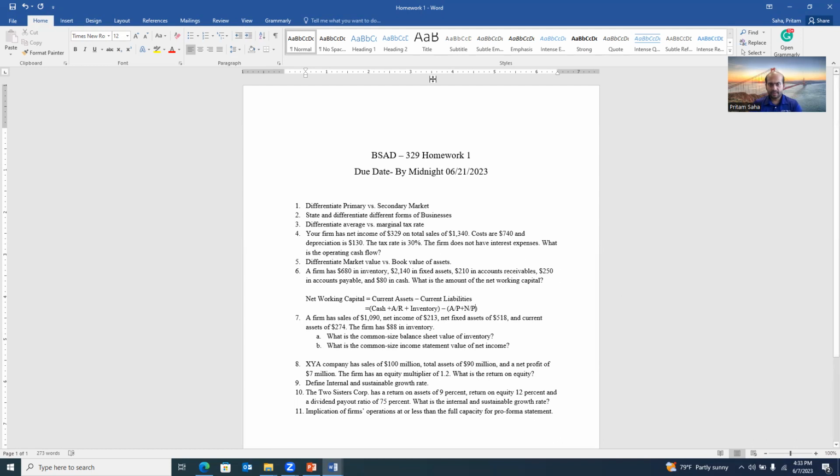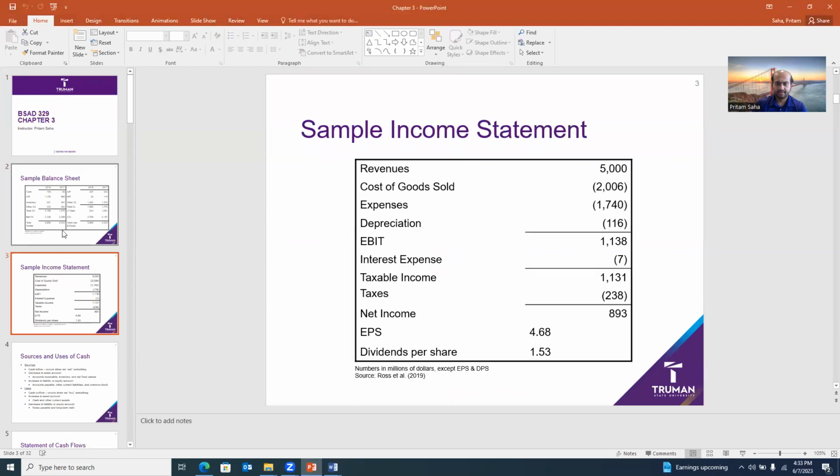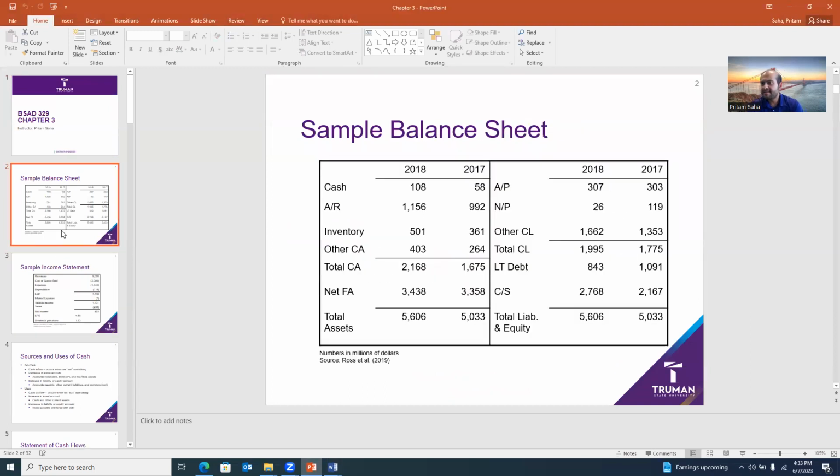Now let's start chapter 3. Before we start chapter 3, I highly recommend you go back to chapter 2 or these 2 slides. Understand the basic components of balance sheet and income statements. If you think about balance sheets, you have to understand what are the components of total assets, which is current assets and fixed assets. What are the components of current assets? What are the components of fixed assets? And also think about what are the components of liabilities and shareholders' equity.